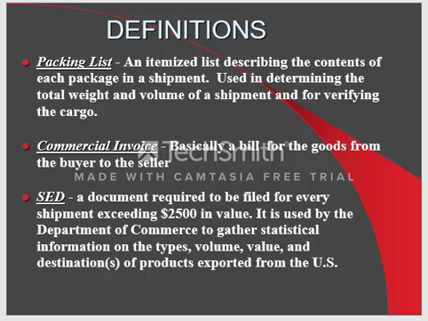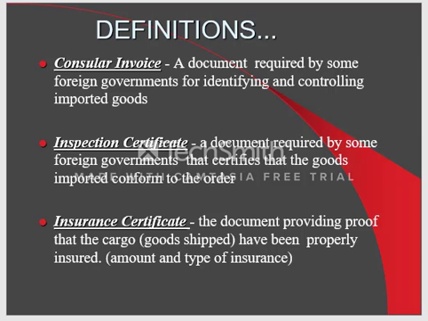And commercial invoice is basically a bill for the goods from the seller to the buyer. And SED, the shipper's export declaration, is a document required to be filed for every shipment exceeding $2,500 in value. It is used by the Department of Commerce to gather statistical information on the types, volume, value, and destination of products exported from the United States.